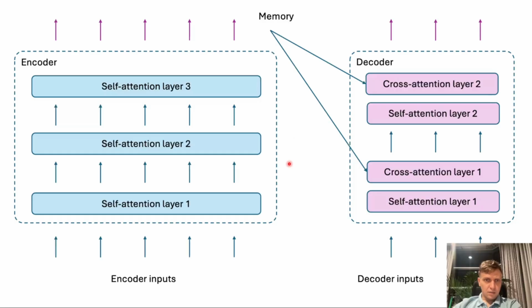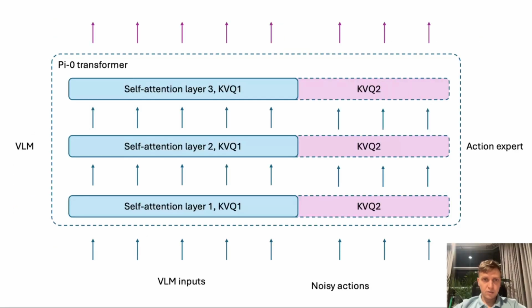But now let's look at how it works in Pi0. In Pi0, it looks actually very different. The blue part corresponds to the VLM of the model, and this pink part corresponds to the action expert. And you can see that there is no cross-attention at all. The Pi0 transformer uses only self-attention layers. There are more than 3 of them, of course; I just showed 3 for simplicity here, but it uses only self-attention.